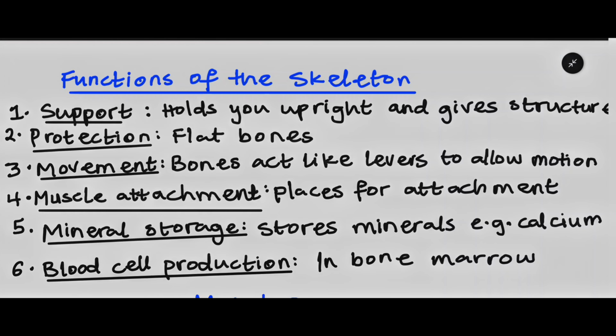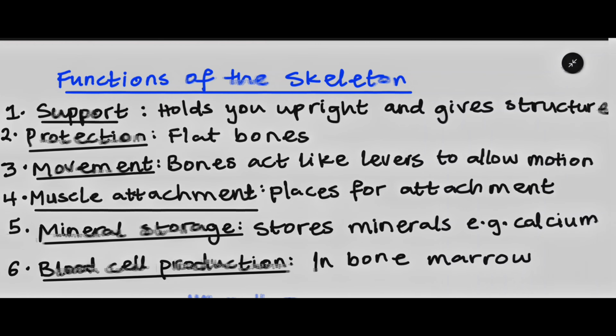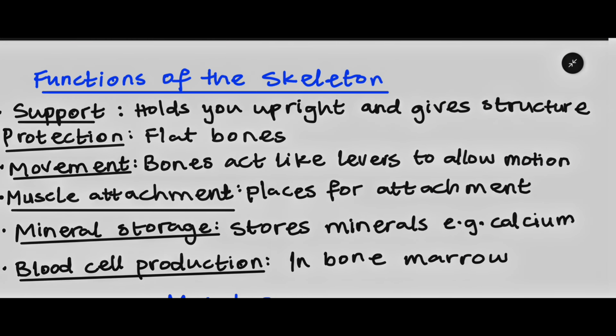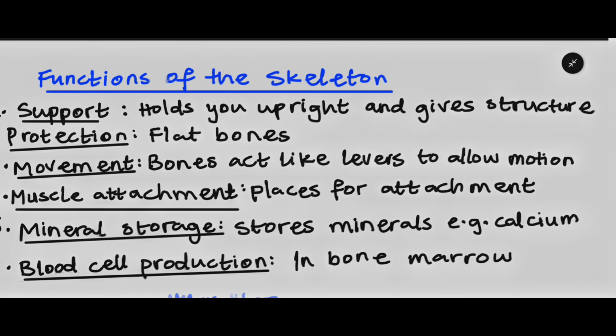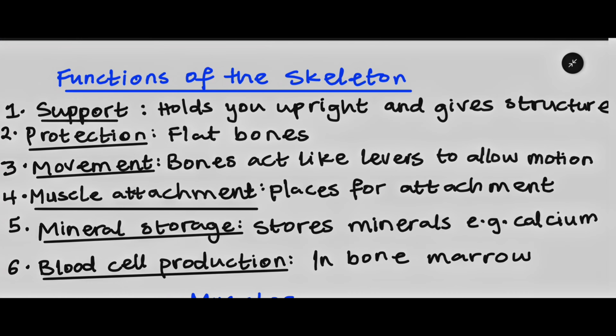Okay, now onto the functions of the skeleton. This is why the skeleton is important. For this course, you need to know these main 6 functions and be able to apply them to physical activity. So we have support. The skeleton holds you upright, and it gives your body a structure, because without it you would basically just collapse on the floor like a pancake. This is important in sport, because in a lot of sports you need to be able to hold your posture, like for example in sprinting, or when you're holding your posture in gymnastics.